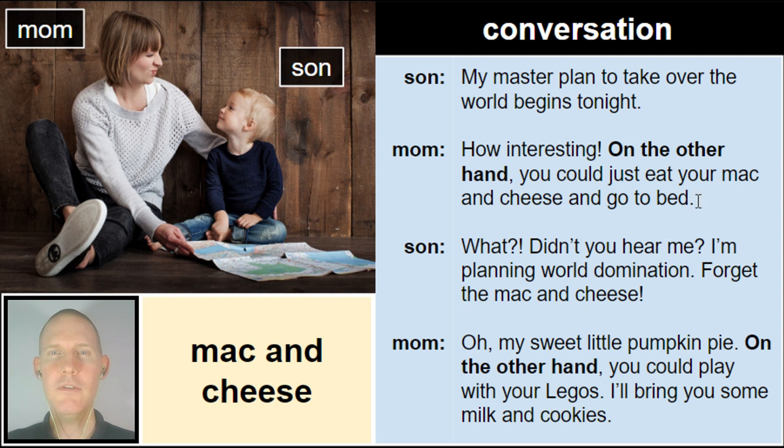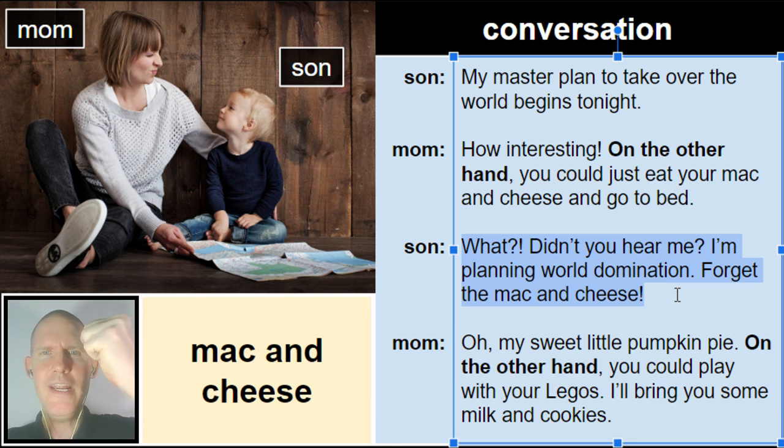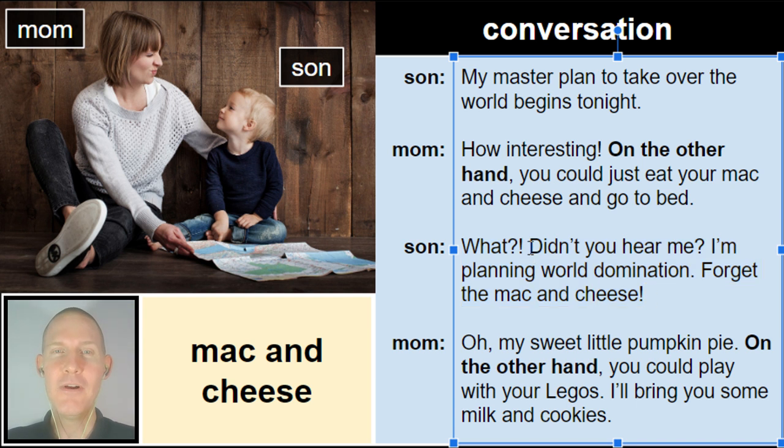So we just talked about you could just eat your mac and cheese and go to bed. Now, the kid, he's still focused on taking over the world. So he responds to his mom by saying, "What? Didn't you hear me? I'm planning world domination. Forget the mac and cheese." So what? There's a question mark and an exclamation point. Are you not listening? I'm focused on taking over the world, controlling the universe.